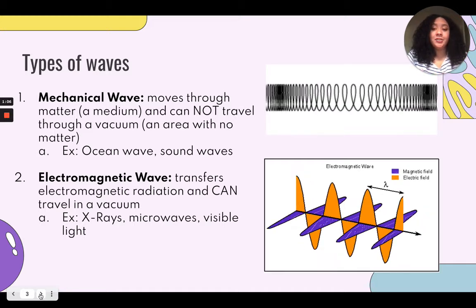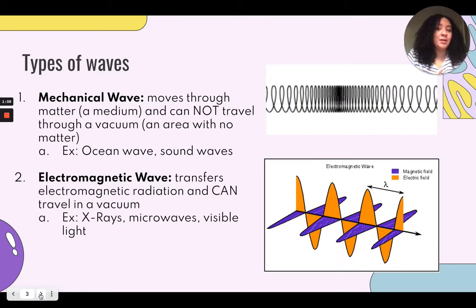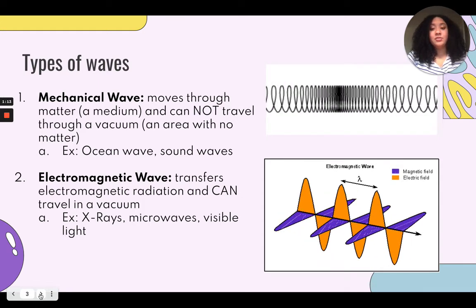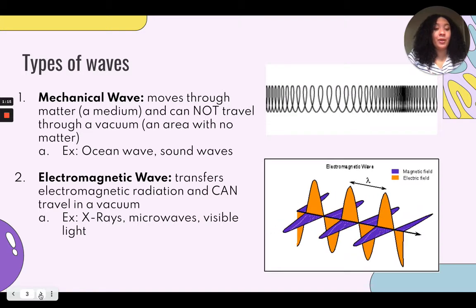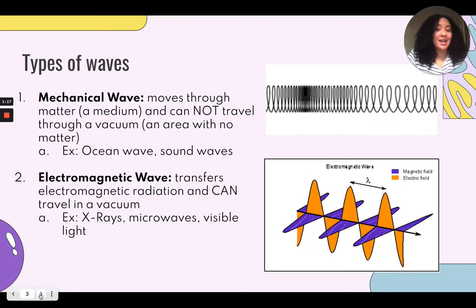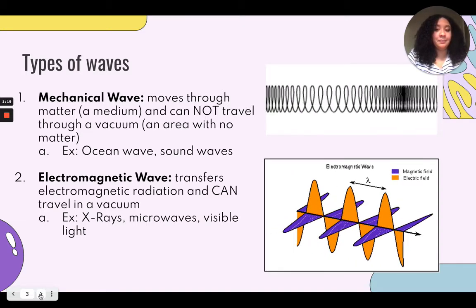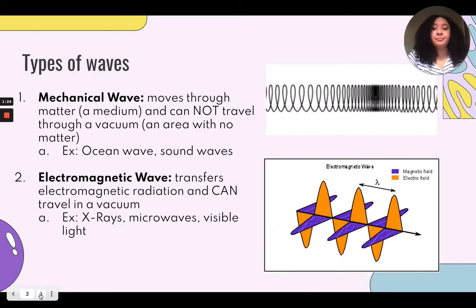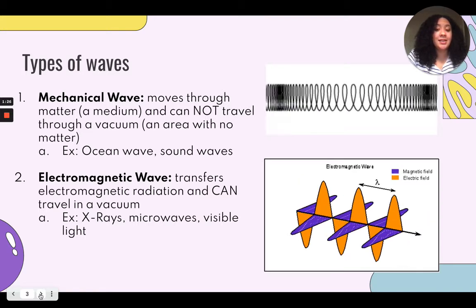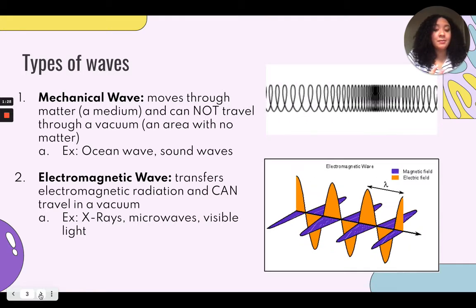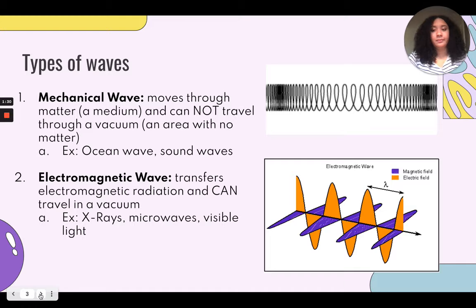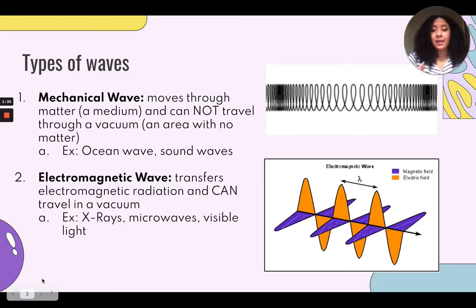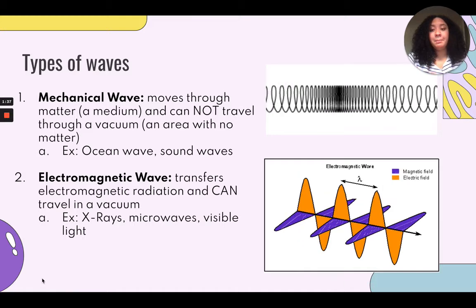Examples of mechanical waves are ocean waves and sound waves. Then we have electromagnetic waves. The difference between a mechanical and electromagnetic wave is that an electromagnetic wave transfers energy without the use of matter. It does not need matter to create a wave, so it could travel through space. Examples of those are X-rays, microwaves, and even visible light, because light from the sun has to come here through space, and it does not need matter to do that.